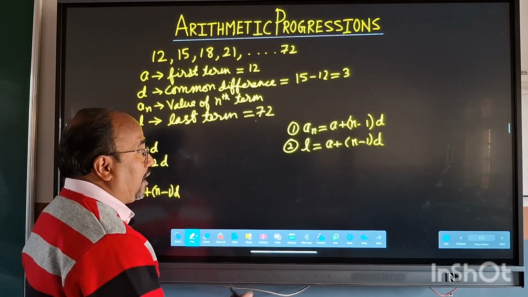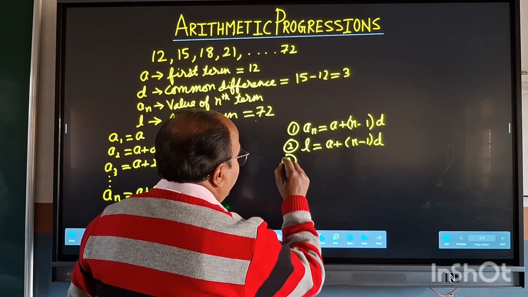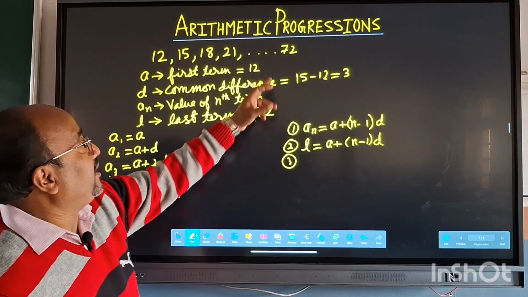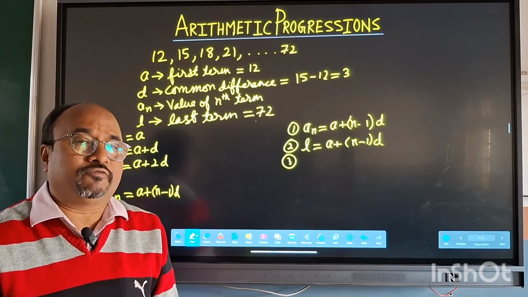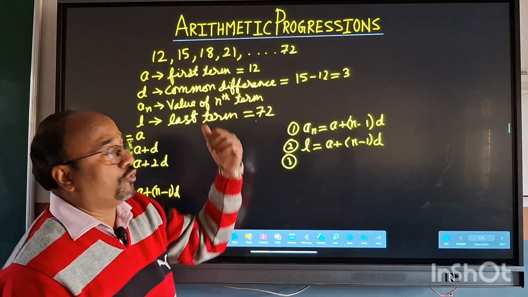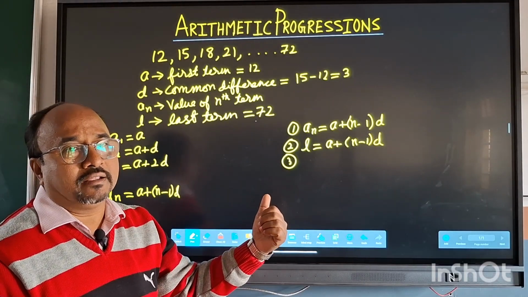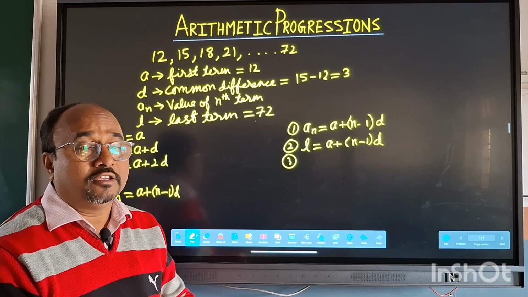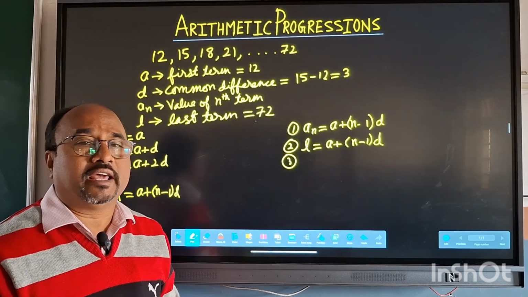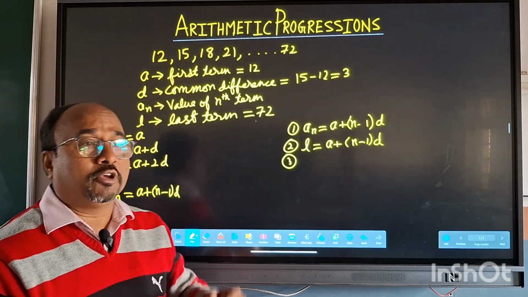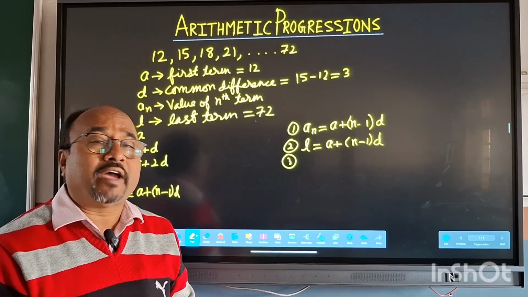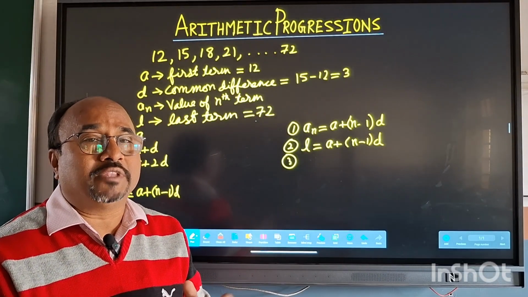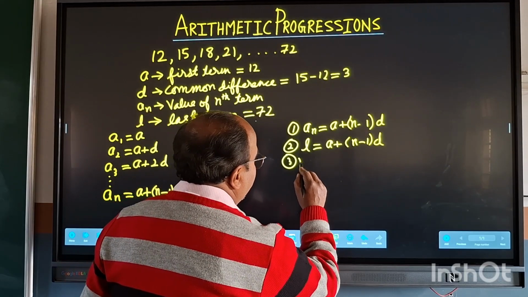Okay. Now, if I take a look at the AP from the back, 72, which is the last term, will become the first term, and then before 72 will come 69. So you can see 72 and then going to 69, it is reducing. So the common difference will now become minus because it was plus. So if I want to know the formula for the nth term from the end, I am writing here.